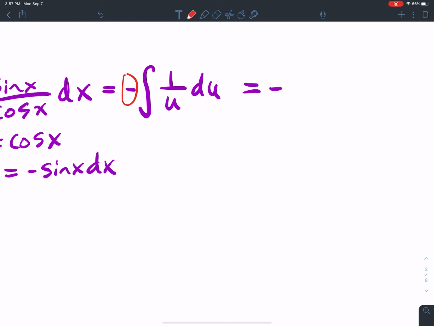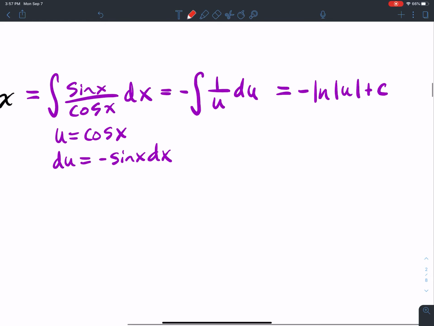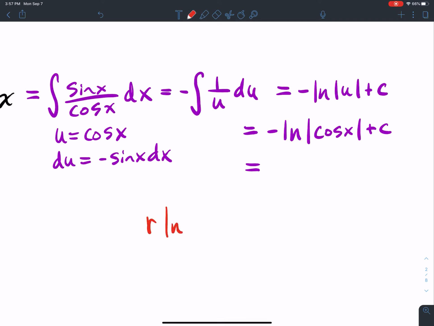So now I just need to integrate 1 over u du. Well, the negative comes out front. 1 over u du is ln absolute value u, and then plus c. But what is u equal to? U is the cosine, so I'm going to plug in cosine inside my ln here. And then I'm going to use log properties, where r ln x is equal to ln x raised to the r.